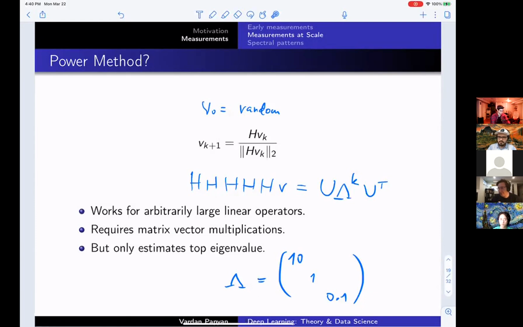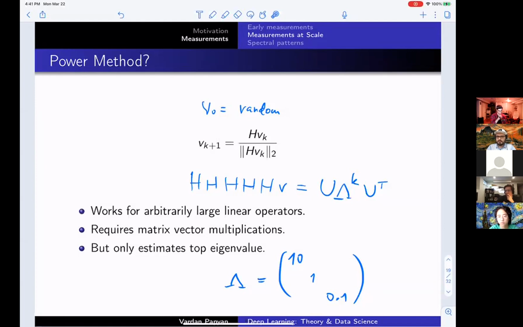Once you know the top eigenspace, you can mod out then. What does it mean, mod out then? Do you mean you can remove it? Is that what you mean? Oh yeah, you can remove it.